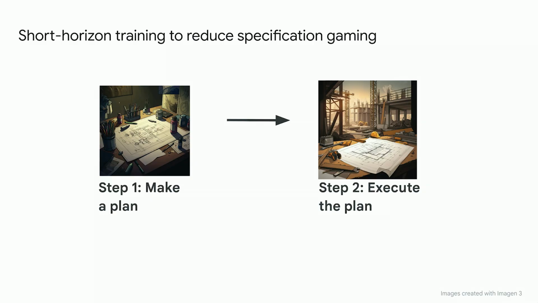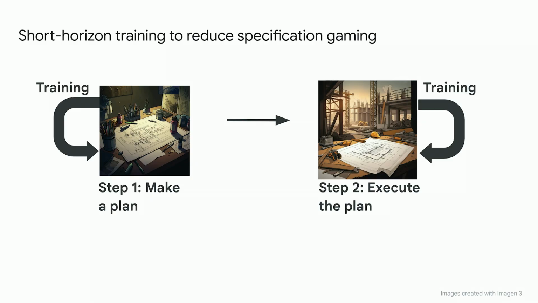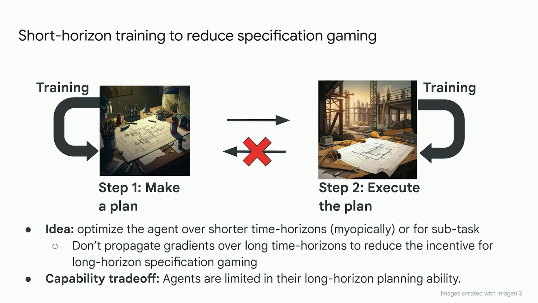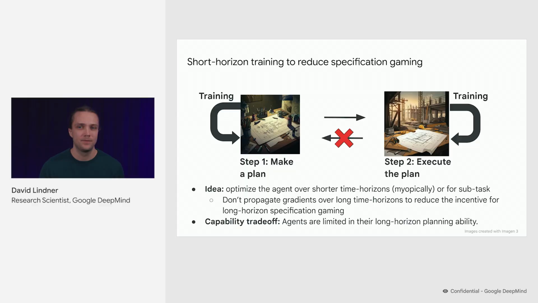We can avoid this to some extent by training these 2 steps separately and not propagating training signal from the executing the plan step back to the making the plan step. This can avoid this incentive for making plans that are easy to exploit in the future. But on the other hand, these myopically trained agents might be limited in their long horizon planning ability, and they might not be able to take into account all of the consequences of their plans. So again, we have to navigate a trade-off and understand and decide how myopic we want our agents to be.